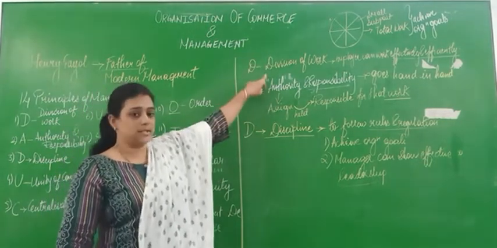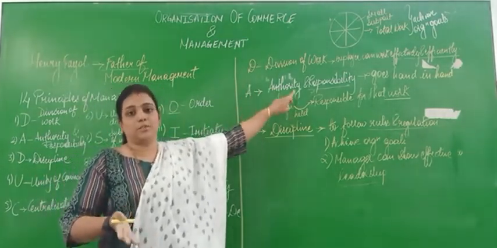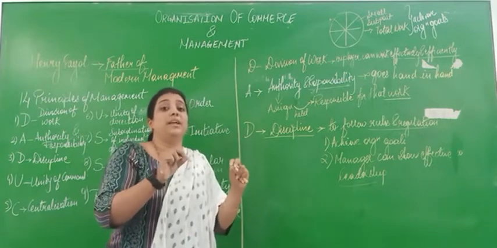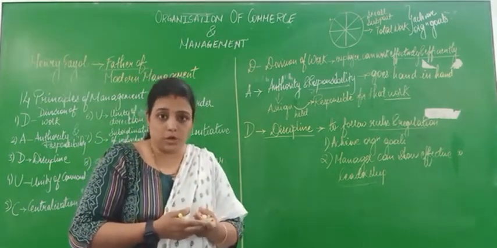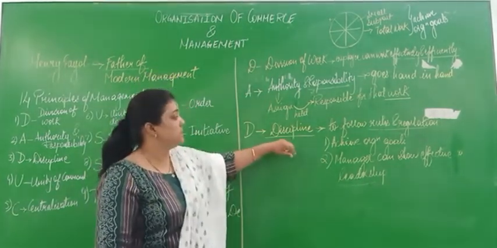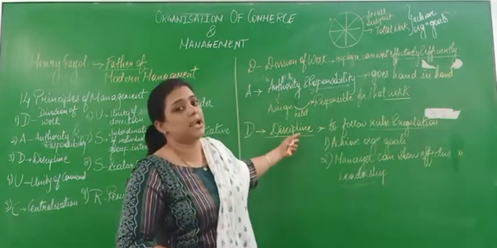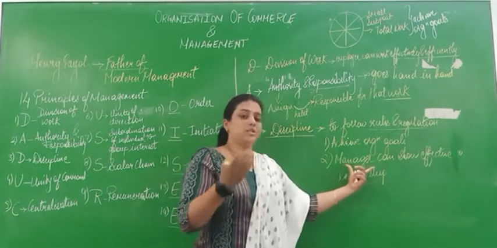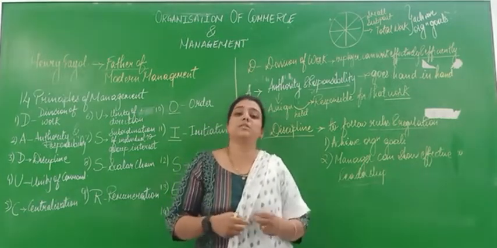He said, first, division of work. Every work needs to be divided into subparts. Then authority and responsibility. When work is being divided, every work needs to be given to the employees according to their efficiency. When it is given, he will be given the authority, and the person who is given the authority will be held responsible for that. Again, discipline. Every employee needs to follow rules and regulations, then only will he be called a disciplined employee. And why? To achieve the organization goals. And the manager follows the rules and regulations or maintains discipline in his organization so that he can show effective leadership.